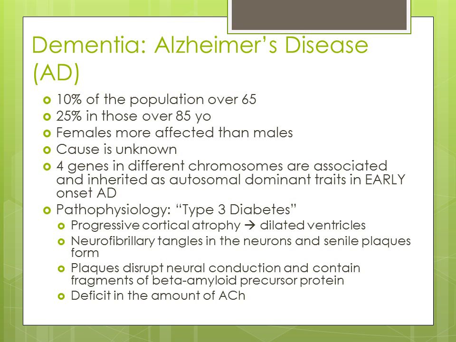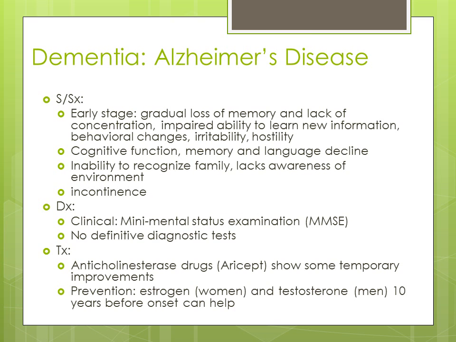But basically there's progressive cortical atrophy, and they'll see dilated ventricles in the brain. And then they develop these neurofibrillary tangles in the neurons, and plaques will form. And the plaques disrupt the neural conduction. And they have precursor proteins called beta amyloid. And there's also, just in general, a deficient amount of acetylcholine present. So they try to use, treatment-wise, things that are going to prolong acetylcholine.